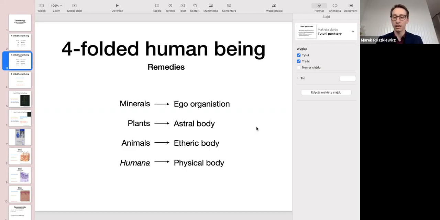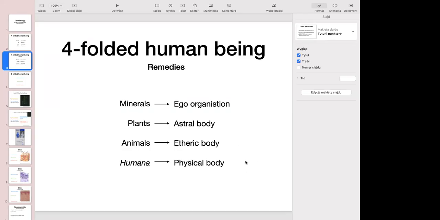I have a question. Do you see my cursor going on the screen or not? Yeah, super. Yes.